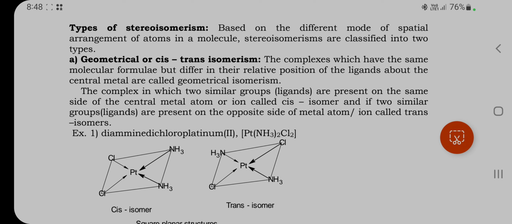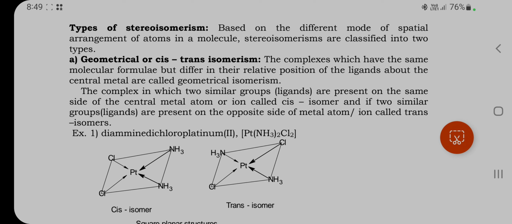Okay. So let us consider the two complex compounds, that is diamminedichloroplatinum complex. So here we have two amino ligands and two chloro ligands. In the first example, two amino ligands are present on the same side and two chloro ligands are also present on the same side. Therefore this isomer is known as the cis isomer.